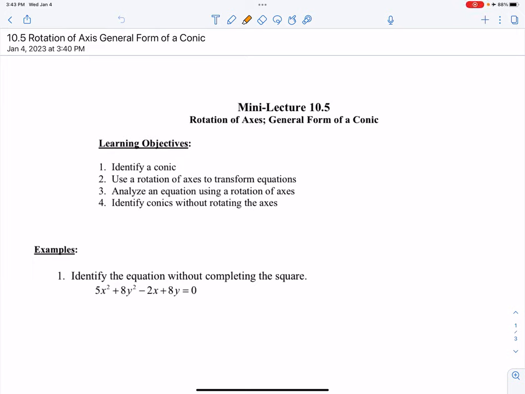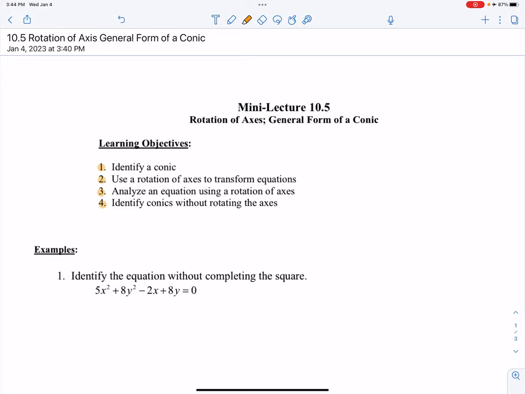Welcome to 10.5, rotation of axes and the general form of a conic. So first we're going to identify a conic. We're going to use a rotation of axes to transform our equations. We will analyze an equation using rotation of axes and identify conics without rotating the axes.